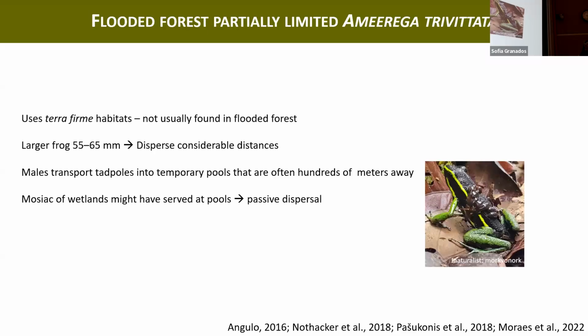So these species, as many other poison frogs, transport tadpoles into pools. When they travel, males travel hundreds of kilometers away in order to deposit these tadpoles. Meters, hundreds of meters, not kilometers. I mean, they're great, but not that great. So they travel a lot. We can think about these flooded systems as a mosaic of wetlands that might serve as temporary pools, and they will gradually disperse into the landscape.